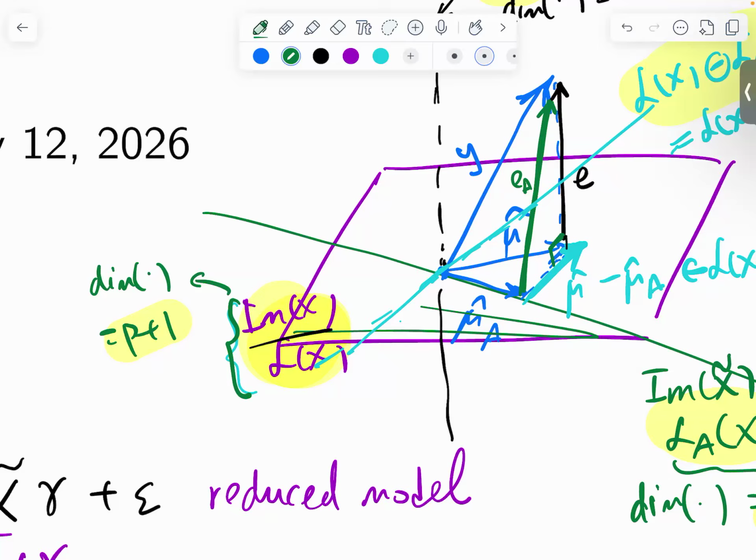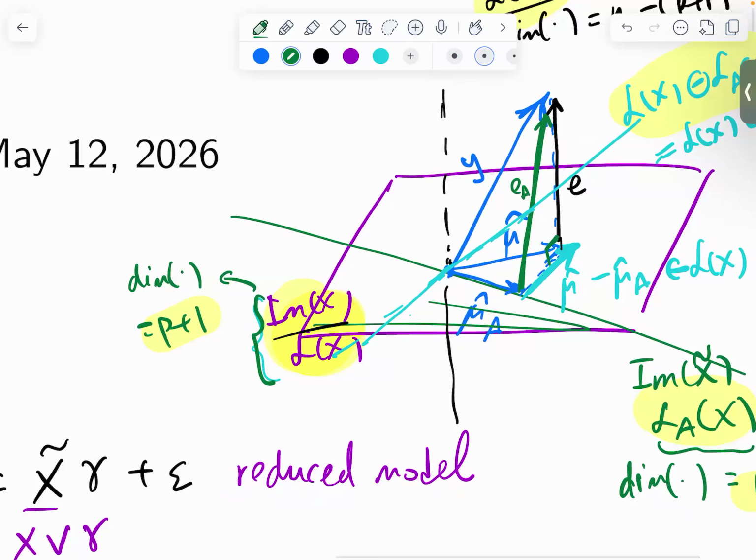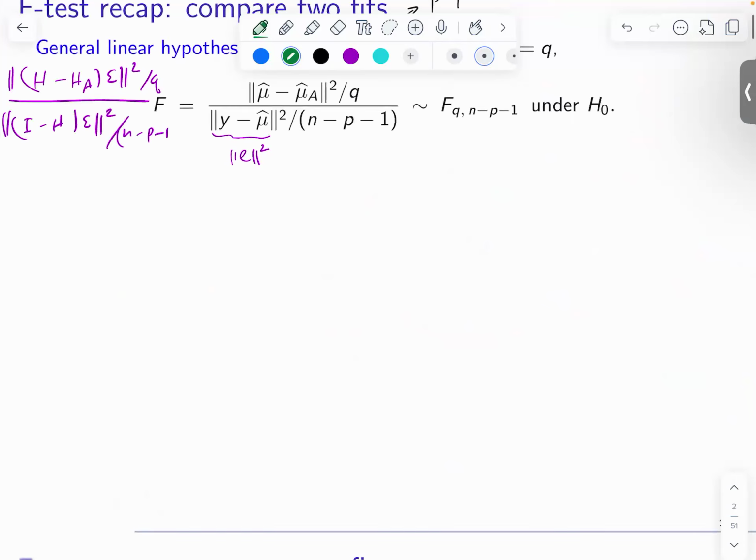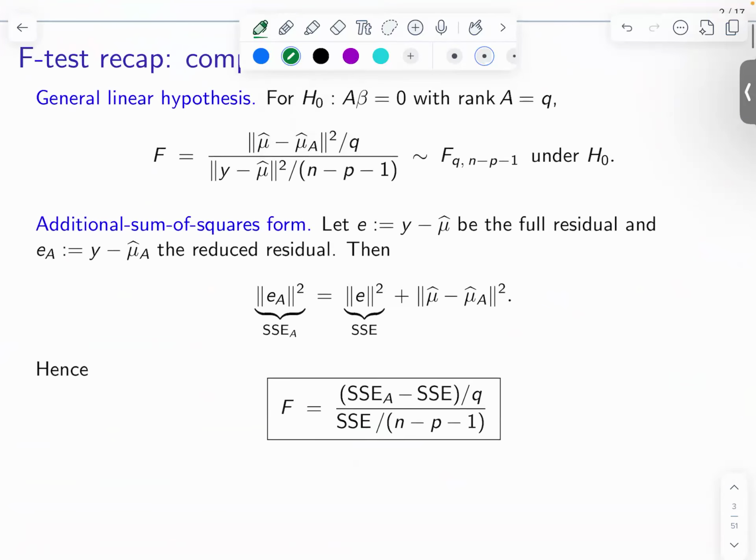So if you write the Pythagorean theorem here, you get the norm of EA squared is equal to the norm of E squared plus the norm of mu hat minus mu hat A squared. The norm of EA squared is the SSE, the sum of squares of errors, of the reduced model, and the norm of E squared is the sum of squares of the errors of the full model. And this is always non-negative.